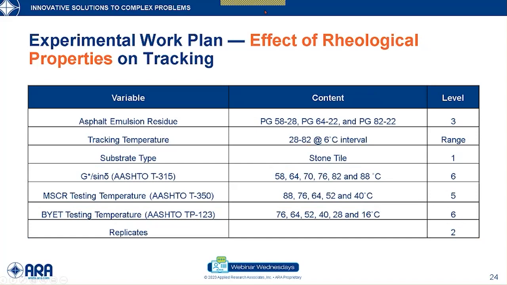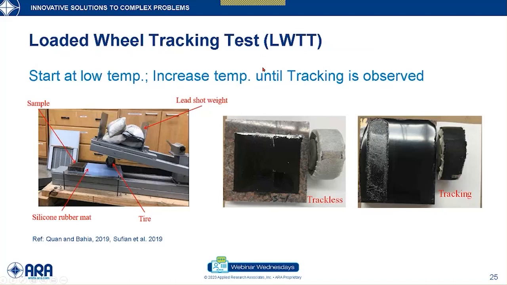And this is the experimental work plan for rheological properties and tracking. As I said, I used three neat binders, PG58-28, PG64-22, and PG82-22. The tracking temperature for the neat binders was 28 to 82 degrees Celsius at 6 degree Celsius intervals. The substrate type was stone tile. For the DSR test, G* over sine delta was determined at these 6 temperatures. The MSCR testing used 5 temperatures, and for the BYET, the binder yield energy test, I used 6 testing temperatures. And this is just a recap of the loaded wheel tracking test. The test started at low temperature, and I increased temperature at 5 degree Celsius intervals until tracking was observed.